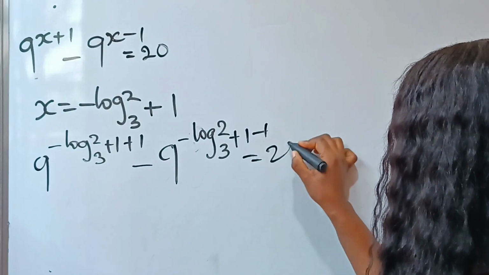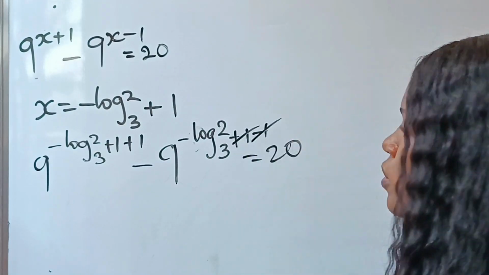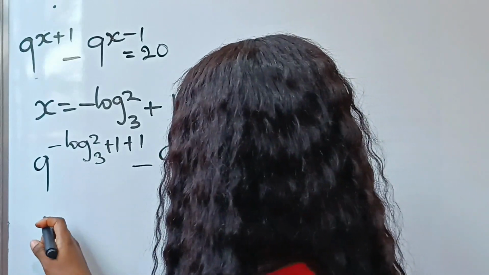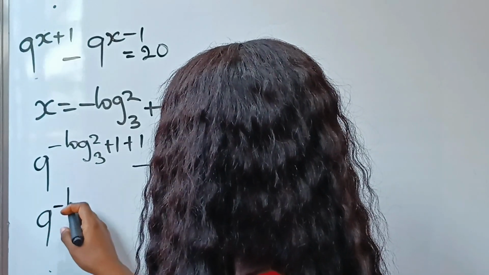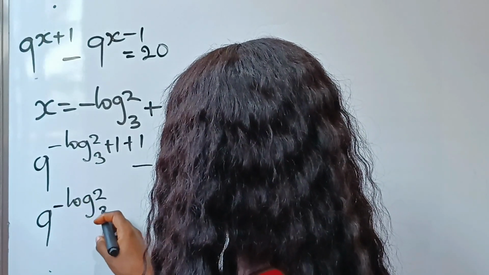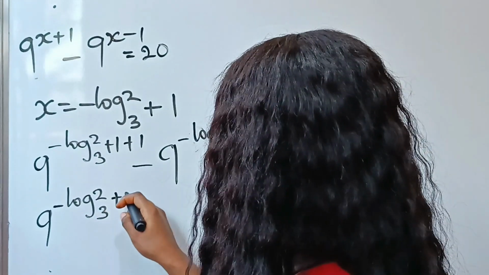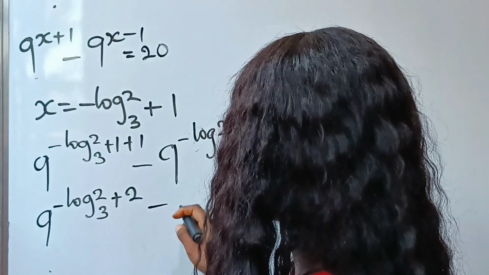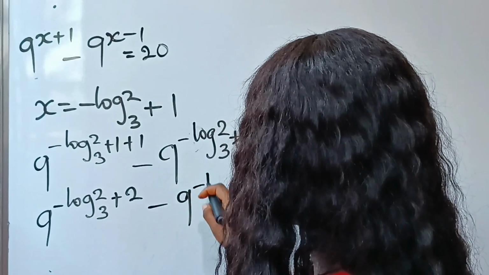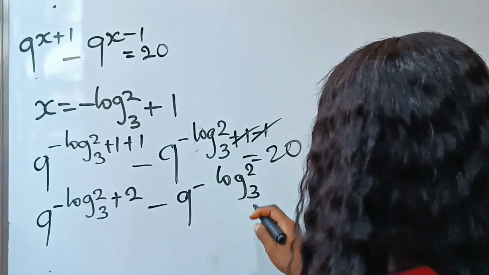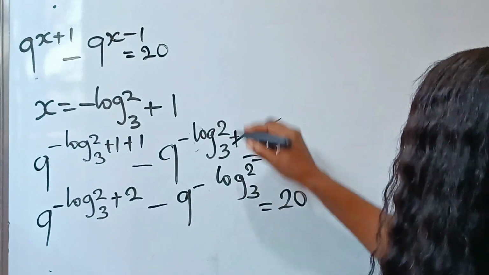And everything is equal to 0. Now, plus 1 minus 1 is 0. That one is aside. And plus 1 is 2, right? So we have 9 to the power of minus log 2 base 3. This means minus 1 multiplied by this. So plus 2, all right? Minus 9 to the power of minus log 2 base 3 is equal to 20.